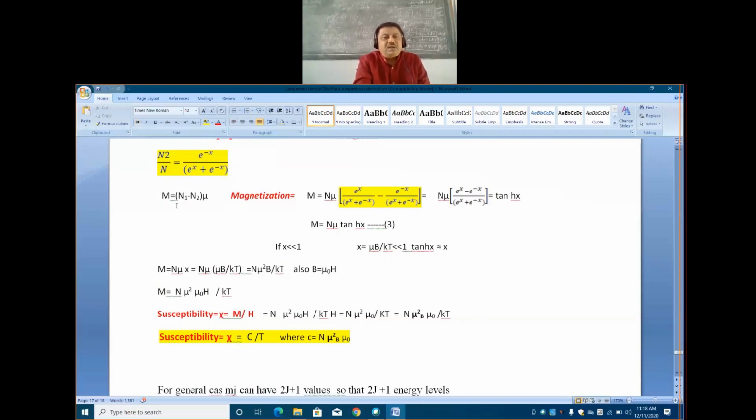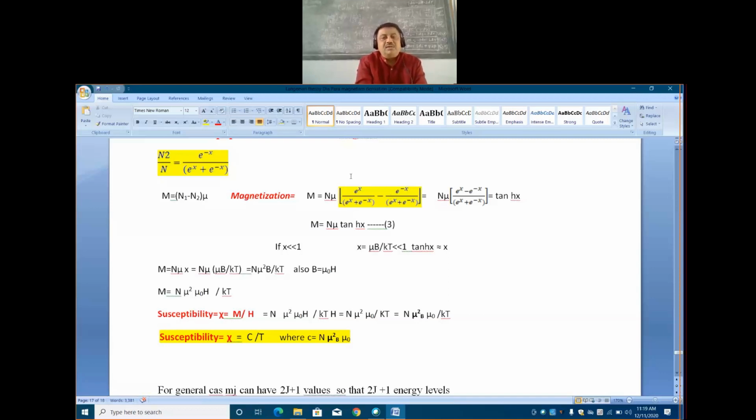M is equal to N1 minus N2 into mu, because the magnetic moment in the lower state is negative and the magnetic moment in the higher state is positive. N1 mu minus N2 mu, therefore mu is outside, N1 minus N2. So magnetization M is equal to N mu into N1 and N2, that is e raised to x by e raised to x plus e raised to minus x, minus N2, that is e raised to minus x by e raised to x plus e raised to minus x.